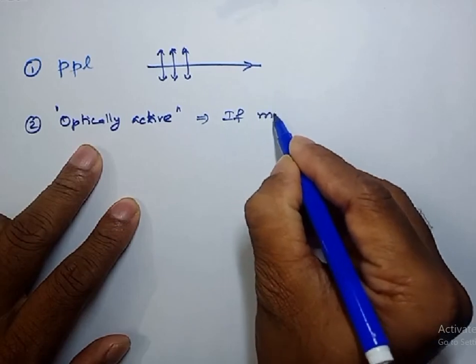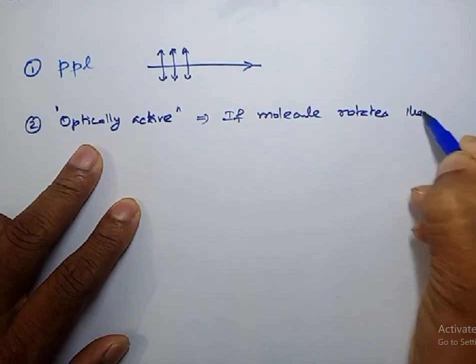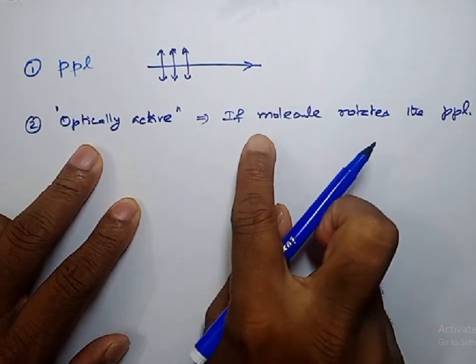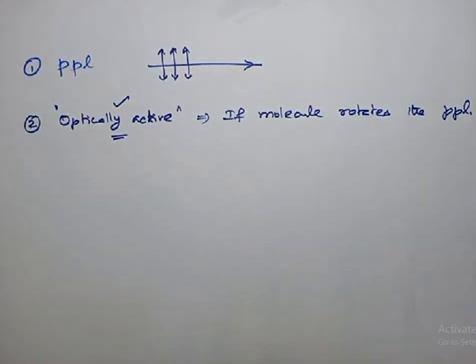If the molecule rotates the plane polarized light, then we can say that the molecule is optically active. So optical activity is purely an experimental one. Only through experiment can you say whether a molecule is optically active or not, not just by seeing the molecule on paper. If you see some molecule on paper, you should not say that this molecule is optically active. No, that's wrong.